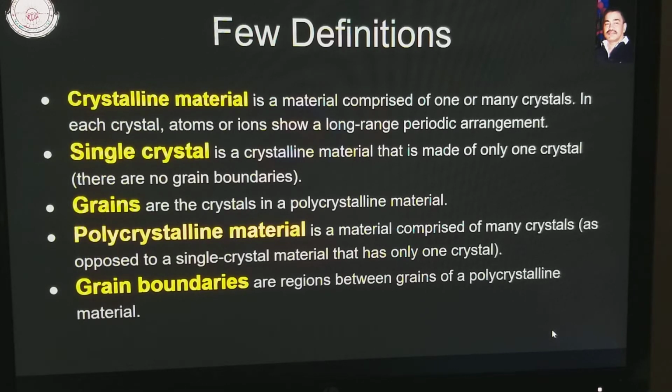Grains are the crystals in a polycrystalline material. In next slides, we'll discuss grains along with grain boundaries. A polycrystalline material is a material comprised of many crystals, as opposed to a single crystal material that has only one crystal. So in case of polycrystalline material, you can find many crystals. So there may be different crystals within grain boundaries. Grain boundaries are regions between grains of a polycrystalline material.